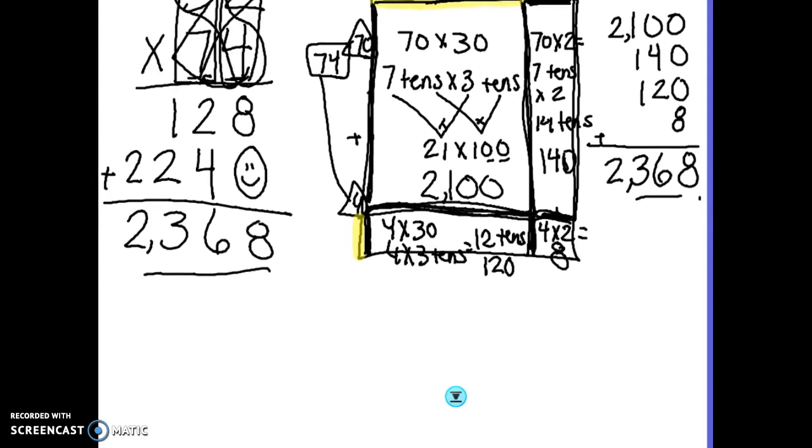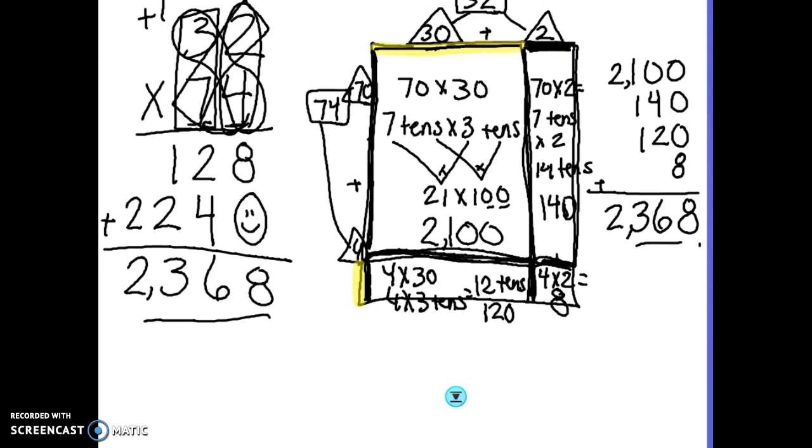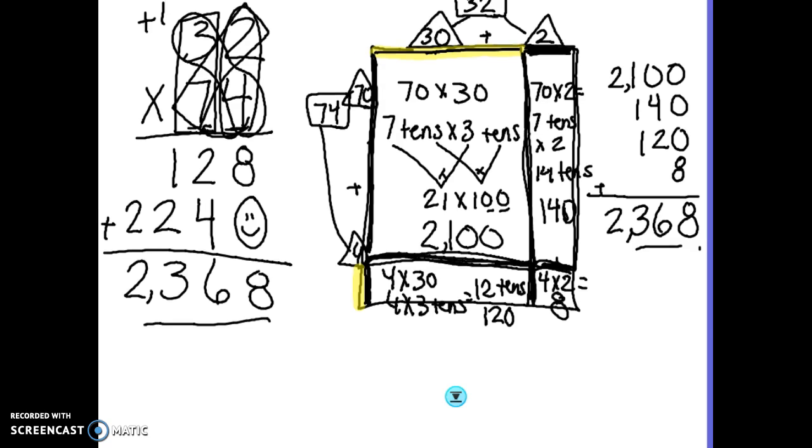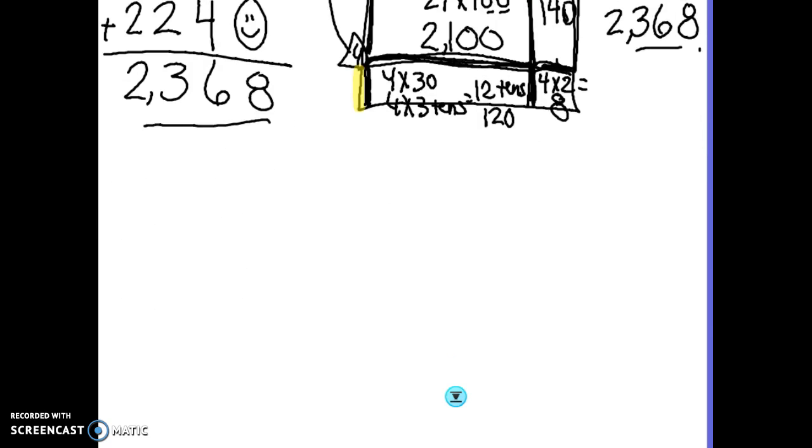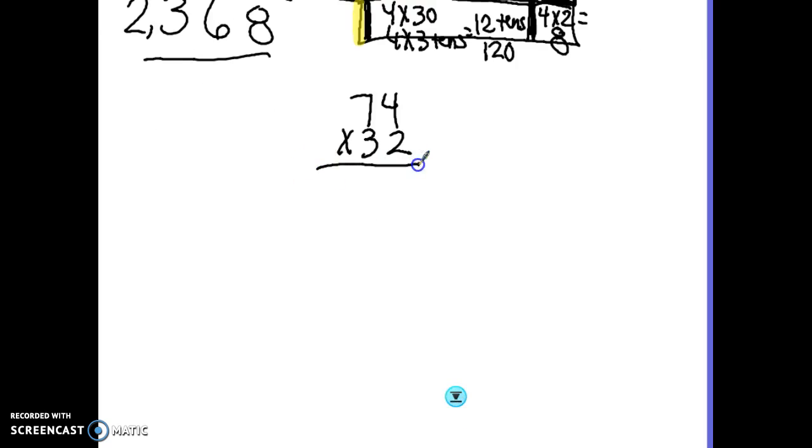Now what I'm going to show you is how to connect these two models with partial products using kind of like a list way. So we have 74 times 32. Okay, so the first thing I do is I start right here in my ones place. So first I'm going to multiply 2 ones times 4 ones. Well, I know 2 times 4 is 8, and then it's in the ones place, so I have 8 ones.